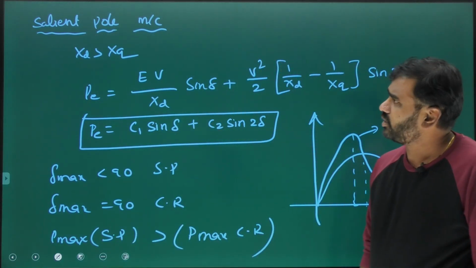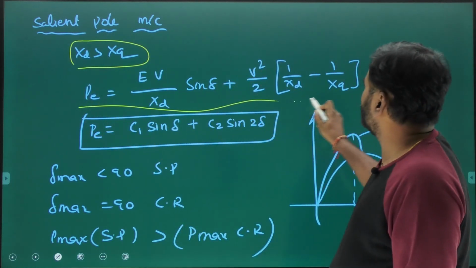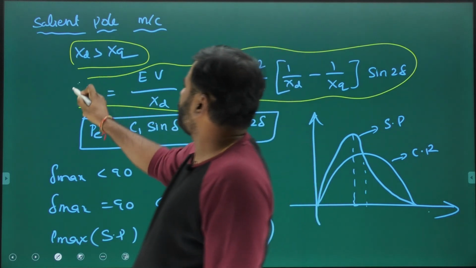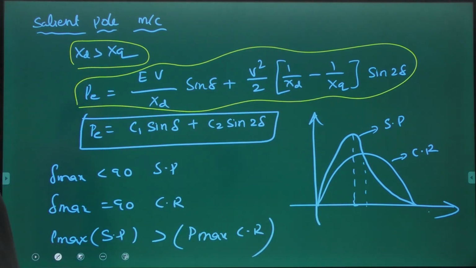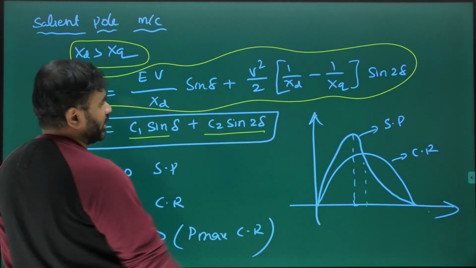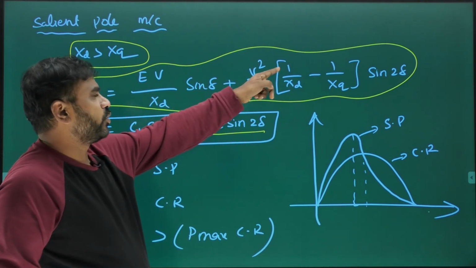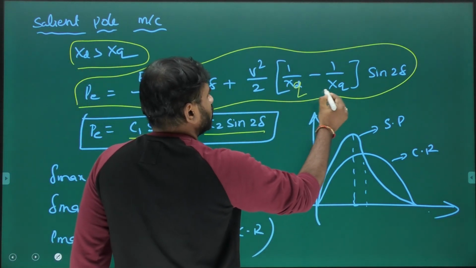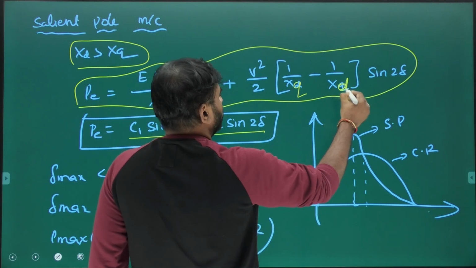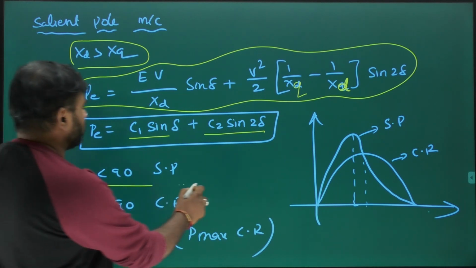We already discussed that. Anyway, for a salient pole machine, we have Xd greater than Xq. This is the power angle equation for a salient pole machine: EV by Xd sin delta plus V square by 2 into 1 by Xd minus 1 by Xq times sin 2 delta. So we can write C1 sin delta plus C2 sin 2 delta. I hope you understand, C1 is EV by Xd, C2 is V square by 2 into 1 by Xd minus 1 by Xq. Careful, this is Xq, this is Xd. Next, delta max is less than 90 degrees for a salient pole machine.